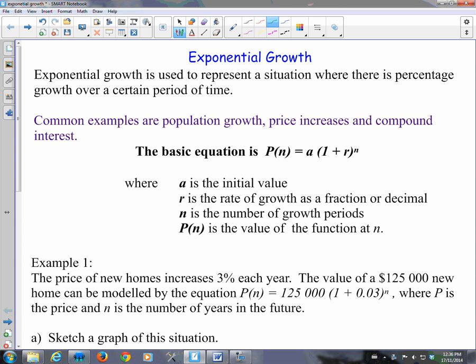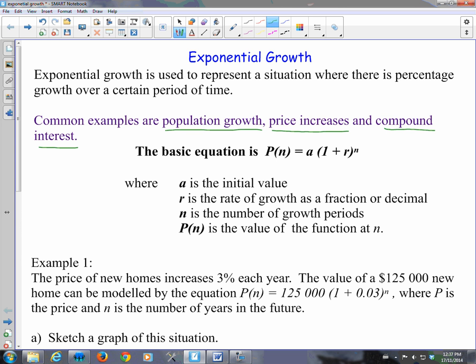So exponential growth is used to represent a situation where there is a percentage of growth over a certain period of time. Examples are population growth. You read in the newspapers how a population is growing by 2.5%. Price increases. You might hear somewhere that the cost of fuel has increased by 5.8% over the last 10 years. And the third one that most of you will encounter in your life is compound interest, which is the way interest is calculated when you borrow money or invest money.